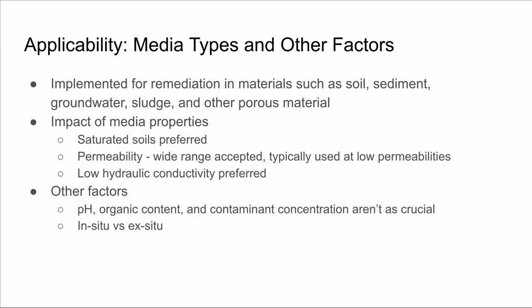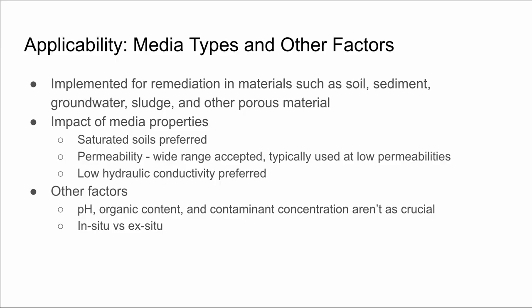Electrolytic remediation has been implemented successfully in materials including soil, sediment. It's used in groundwater. It's also been used in wastewater sludge before, and other porous material. The most important soil property typically for this type of method is the saturation of the soil. It's preferred for use in saturated soils, although it can be used in soils that would be considered unsaturated.